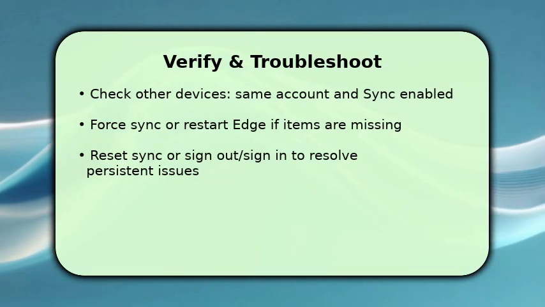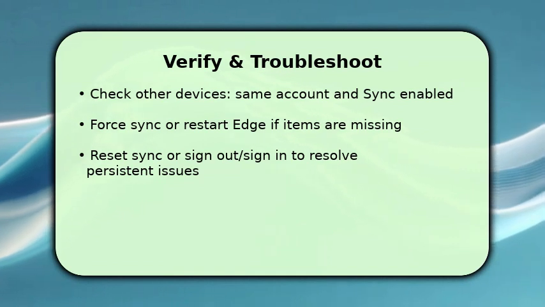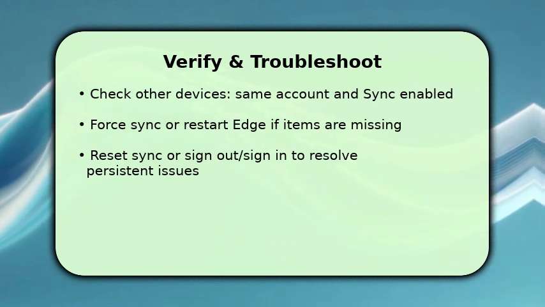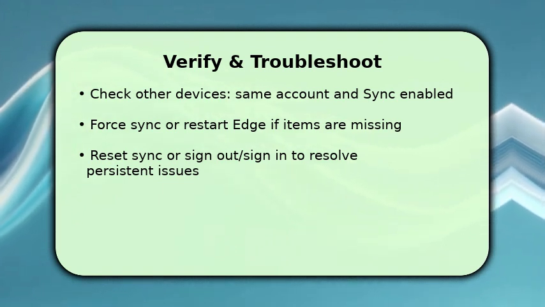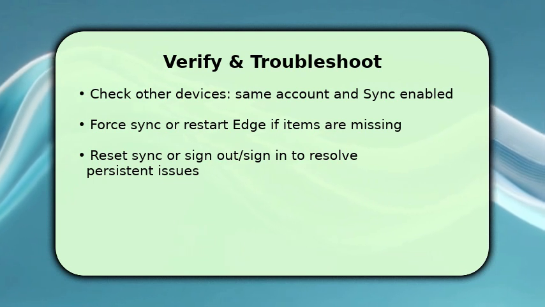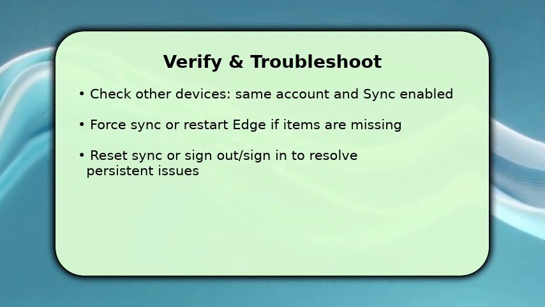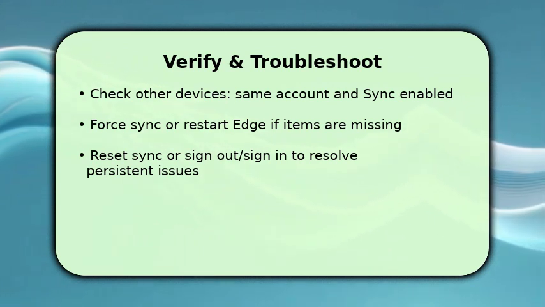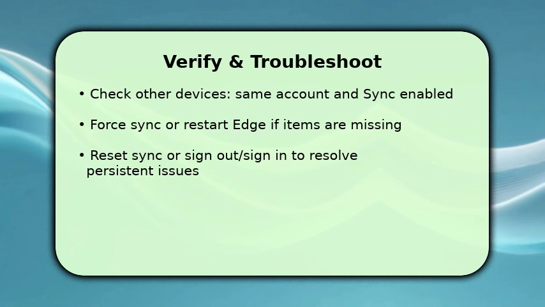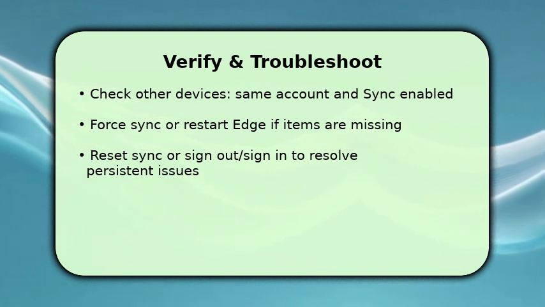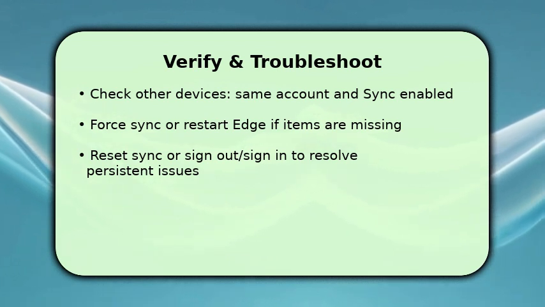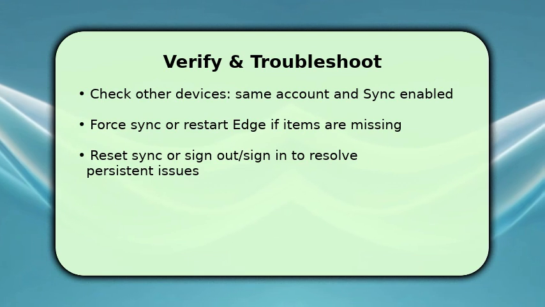To finish, verify that other devices signed into the same account show the new data. Open favorites, passwords, or a sync tab to confirm. If items are delayed, force a sync or restart Edge to trigger immediate reconciliation. Make sure device clocks and app versions match because mismatches can prevent updates. If problems persist, sign out then sign back in or reset sync data to reinitialize the process. Troubleshooting tip: if sync stalls, toggling sync off and on often resolves conflicts without data loss.